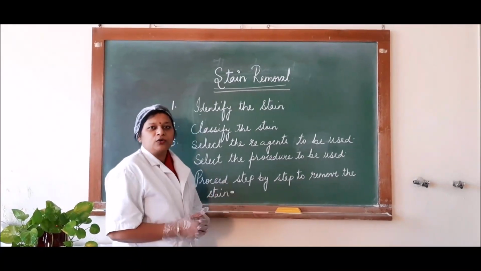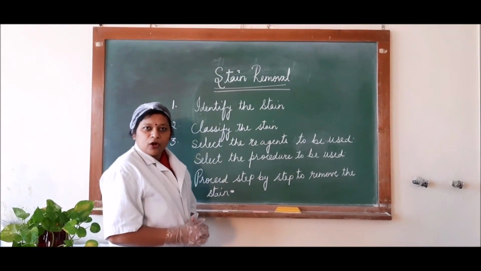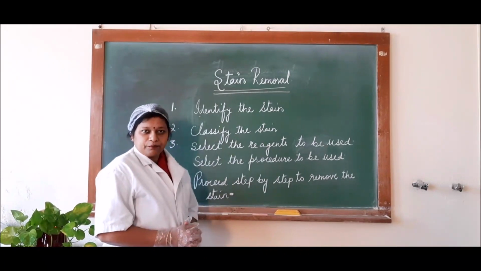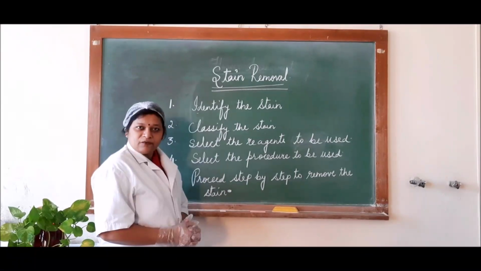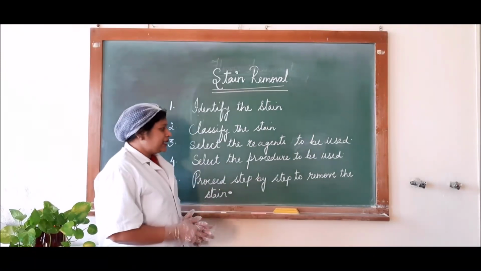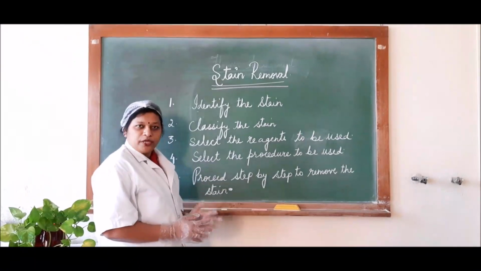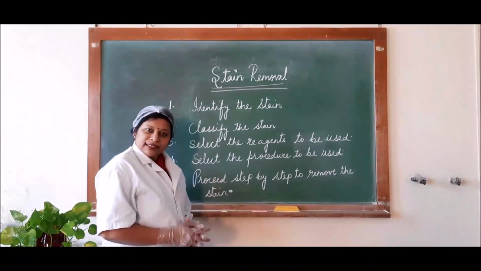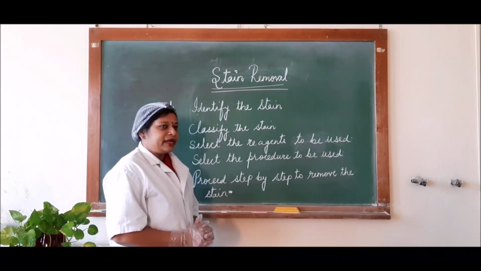Now, proceeding to the procedure to follow for stain removal. First, identify the stain. Second, classify the stain: into which category does it fall? Third, select the reagents to be used and select the procedure to be used. And finally, proceed step by step to remove the stain. Now, we will go on to how to identify the stain.